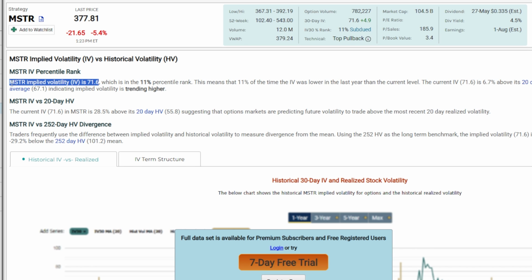MSTR's implied volatility, or IV, is at a 71 right now, which is in the 11th percentile rank. This means that 11% of the time the IV was lower in the last year or at the current level. But at a 71 plus IV right now, MSTR is pricing in a massive move, either up or down, which is exactly why MSTR option income strategy products are able to pay so much in income. And they're going to probably continue to be able to do so as long as the IV stays as massive as it is right now.